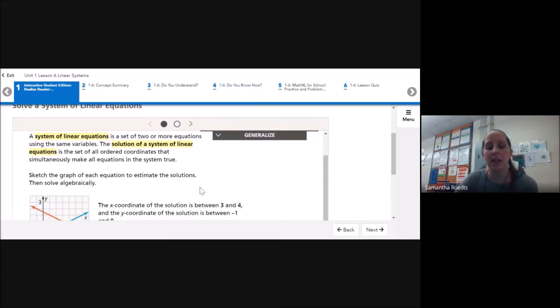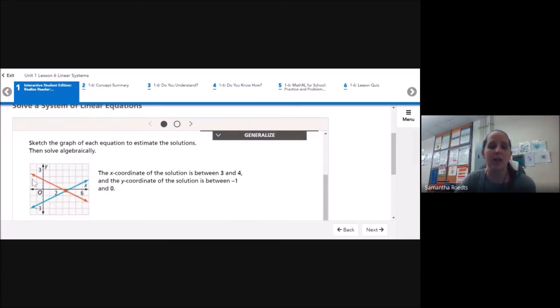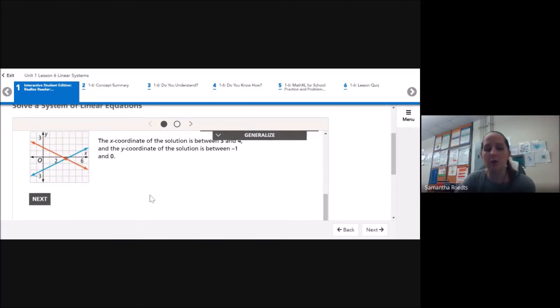Okay. So I can sketch the graph of each equation to estimate the solutions, then I can solve algebraically. So this is my graph of my two linear equations. I can notice that they meet at a point somewhere between 3 and 4, and then somewhere between 0 and -1. I can use what I know then to solve this system. So basically I can graph them using Desmos, or I can solve them. Right now I have x plus 2y equals 3 and x minus 2y equals 4.